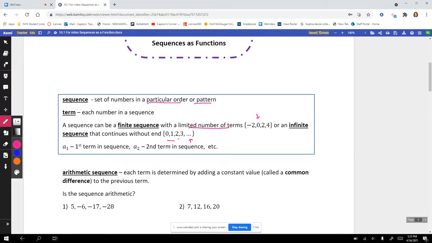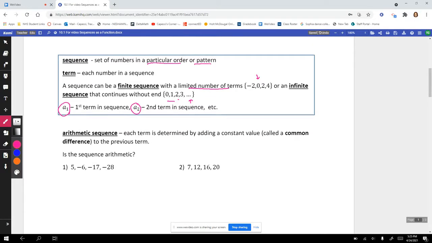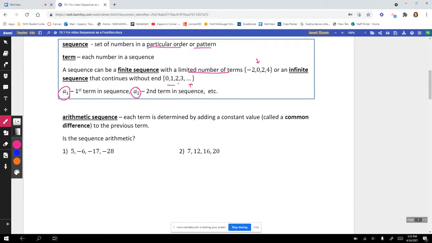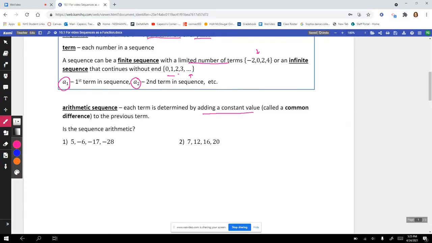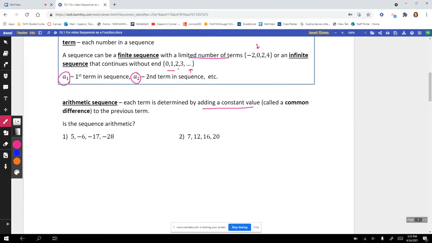Now, some symbols we'll use throughout the chapter: a sub 1 is the first term in the sequence, a sub 2 would be the second term, and so on from there. The first sequence we're going to look at is arithmetic. Each term is determined by adding a constant value, which we call a common difference, to the previous term. So we're going to add 3, or add -4, or you could say subtract 4. It's the same thing.